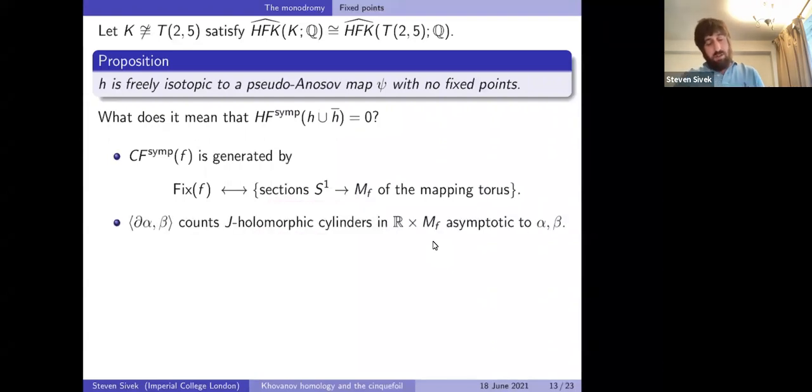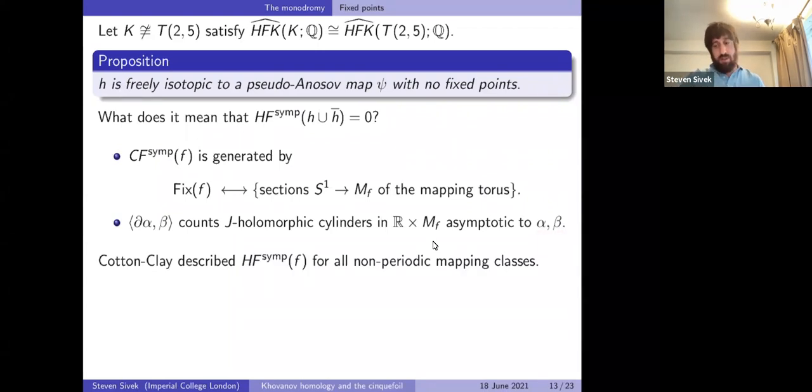And the differential on the symplectic Floer chain complex, if we look at the matrix coefficient for, say, a pair of fixed points, counts J-holomorphic cylinders in R times the mapping torus. The mapping torus has a natural stable Hamiltonian structure, so you go through the whole usual setup, and you want the cylinders to be asymptotic at infinity to alpha at one end and beta at the other, whatever these fixed points are. Now, in his thesis, Andy Cotton-Clay did a complete computation of symplectic Floer homology for any mapping class that isn't periodic. In other words, some power of it isn't isotopic to the identity. And that's the situation we're in here.